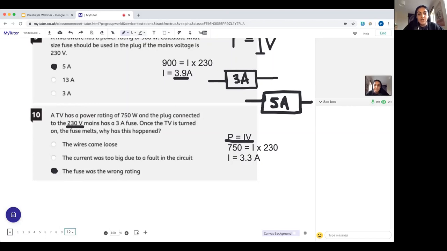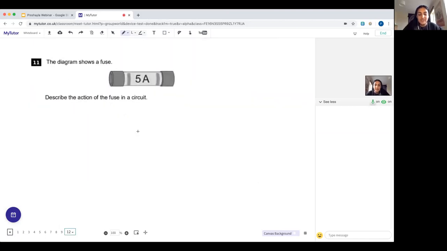Okay, so we've talked quite a lot about fuses, but can we describe what a fuse actually does in a circuit? Now this one's not specific to plugs, but the fuse is the same no matter what circuit it's in. So describe what happens to the fuse in a circuit. What does the fuse do in a circuit?